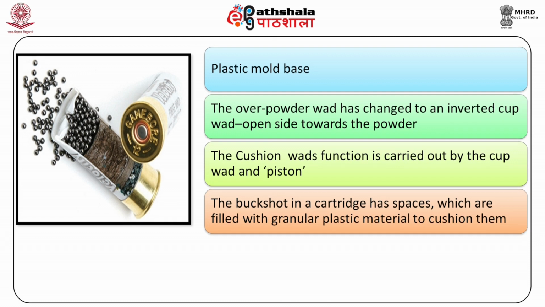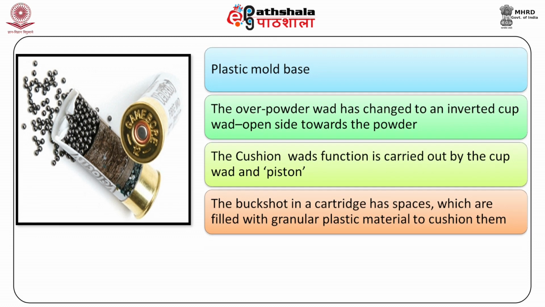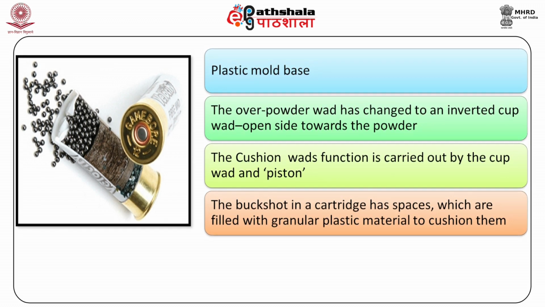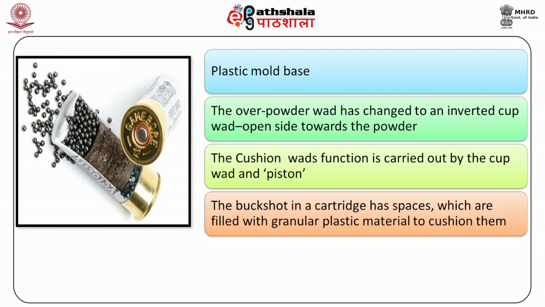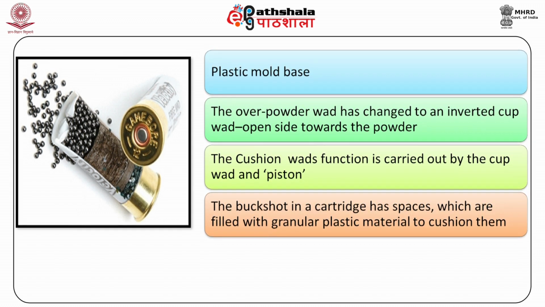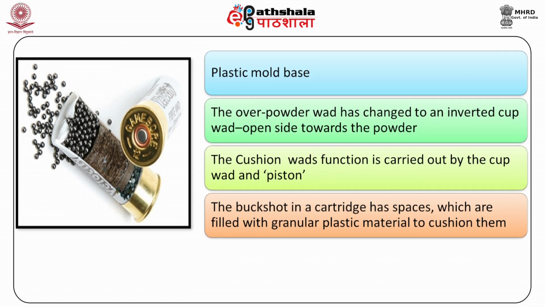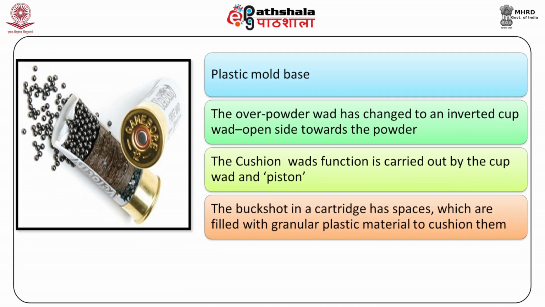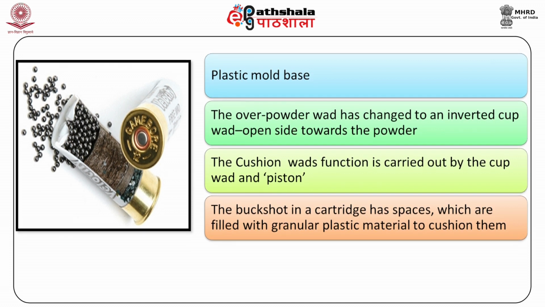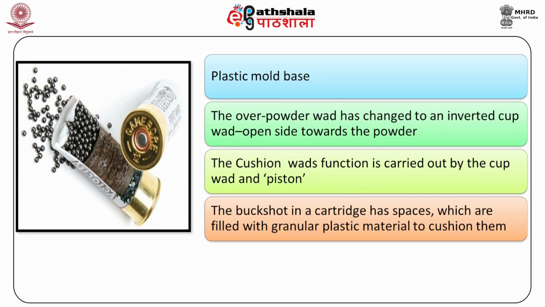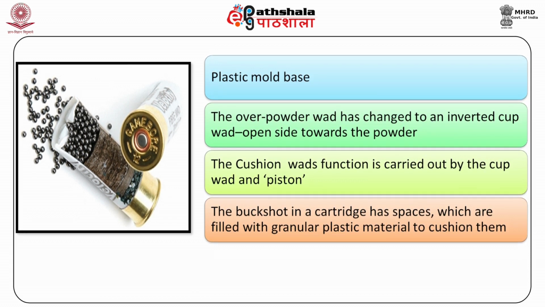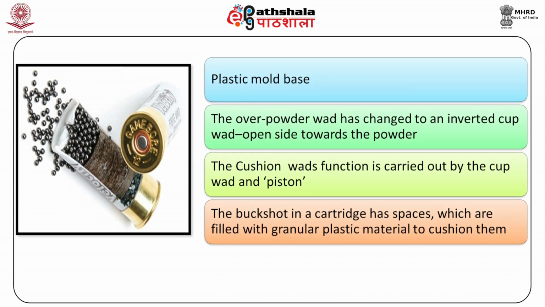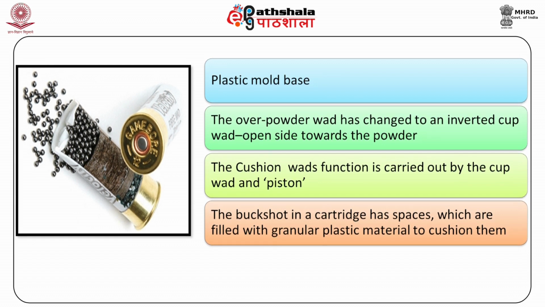The modern shotgun wad has undergone several changes in the last few decades. The changes are: first one is the base wad is plastic molded and fixed in the base of the brass head under pressure. Second is the over powder wad has changed to an inverted cup wad, open side towards and over the powder, so that when gases are formed, the open round edge of the cup is pressed with the pressure against the barrel and thus it seals the bore. It prevents the escape of gases from the sides.